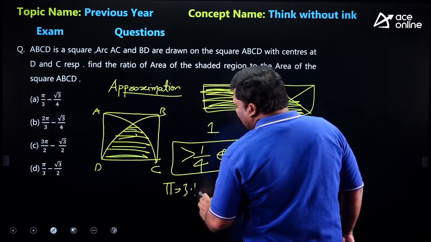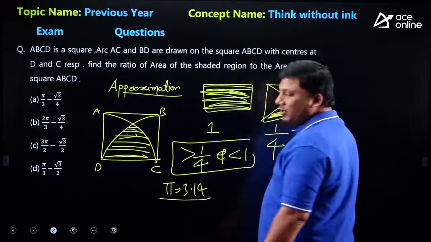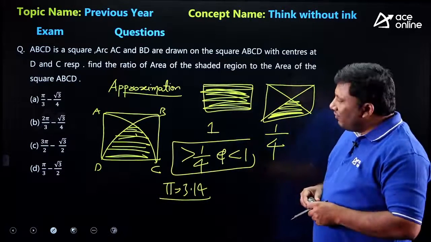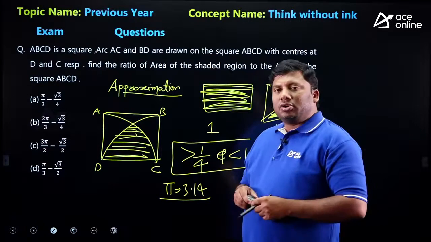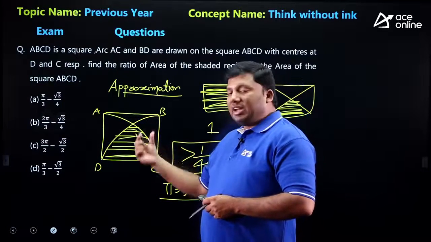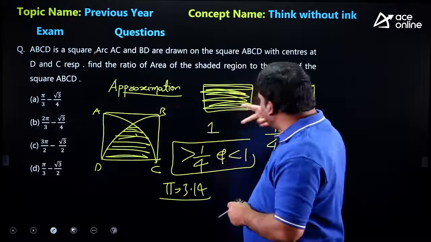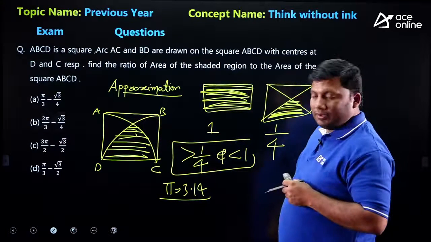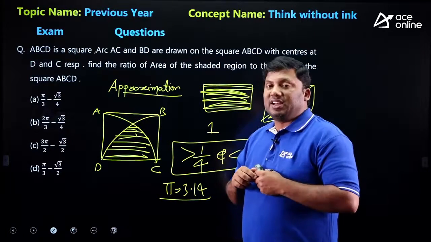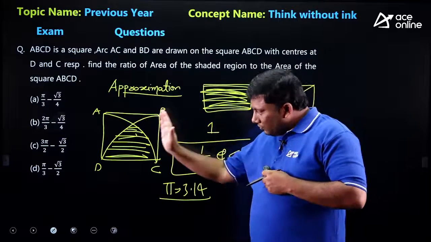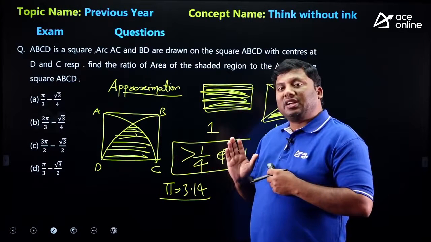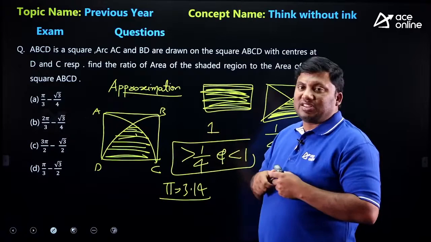Wherever pi is there, substitute 3.14. This figure is getting bulged. This is much greater than this value. So the answer is greater than 1/4. Is the region entirely filled? No. So the answer is less than 1.